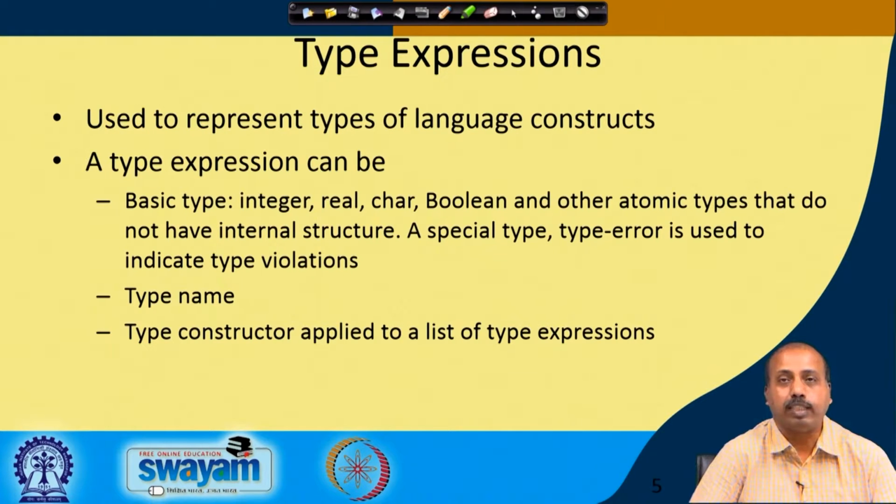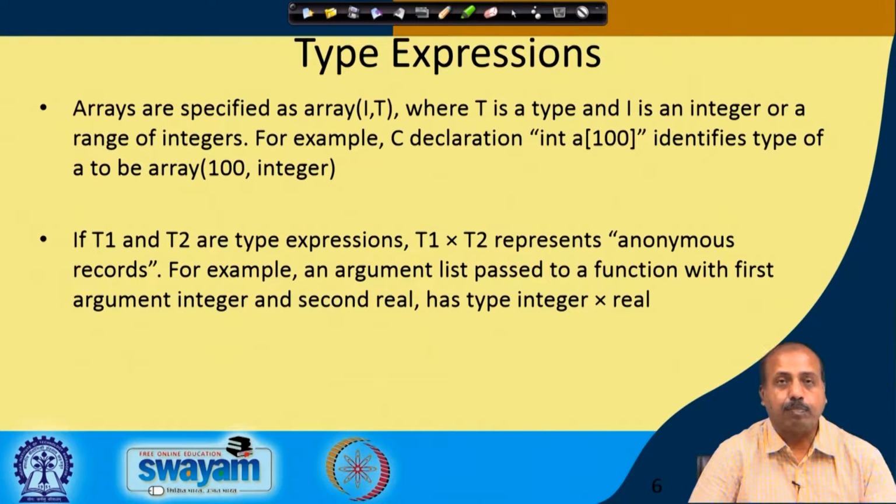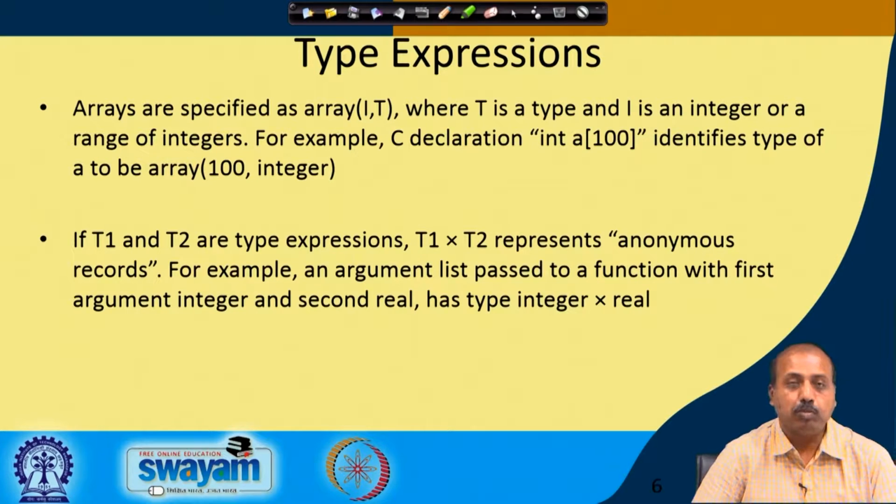We will see that array is a constructor, and record is a constructor. So, how can we construct types from the basic types? That will be the constructed thing. We will look into some examples of these constructed types.